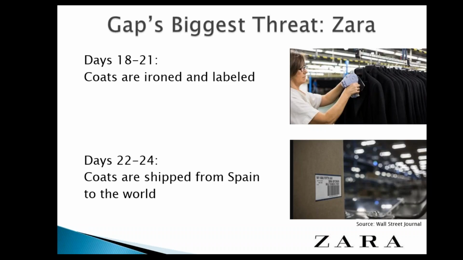So going back to this coat manufacturing, by day 21 the coats have been developed and sewn. Now they're ready to be shipped. They're ironed, labeled, and getting ready to be shipped out. Then over the next couple of days, they're all prepared for shipments to go to Zara stores around the world. So everything is done centrally in Spain.